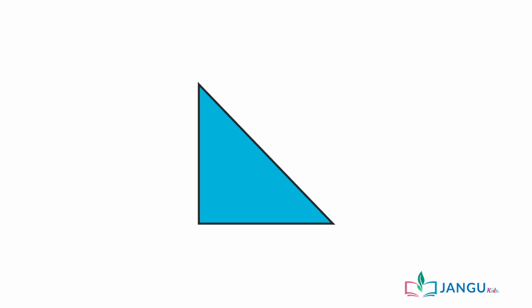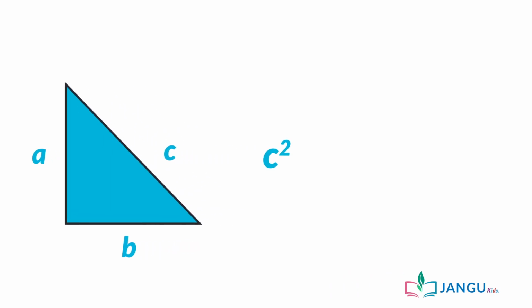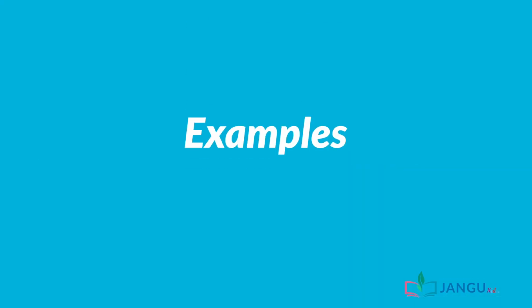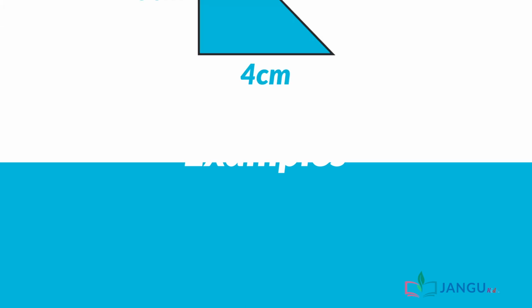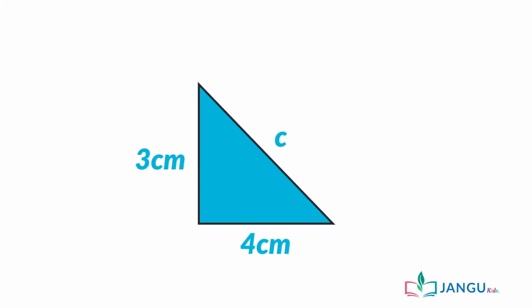This is a right-angled triangle. The hypotenuse is the longest side of the triangle. We can label it as C. The other two sides are A and B respectively. So, what the rule simply means is that C squared equals A squared plus B squared. Let's try some examples. Solve this.